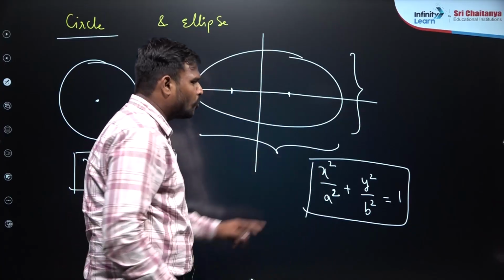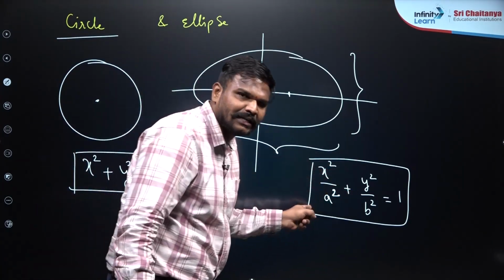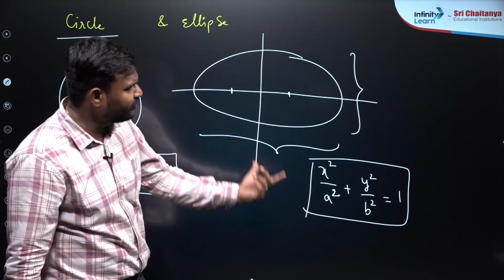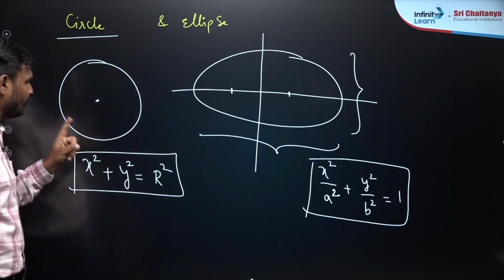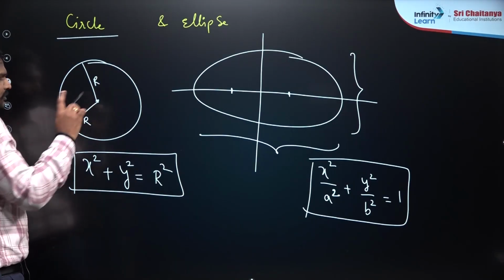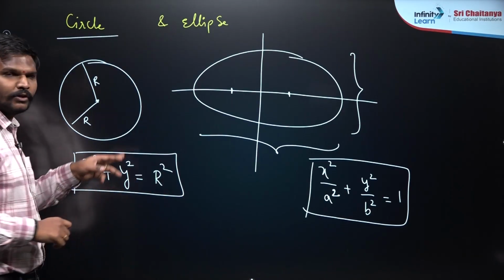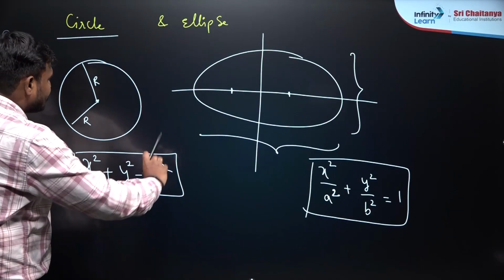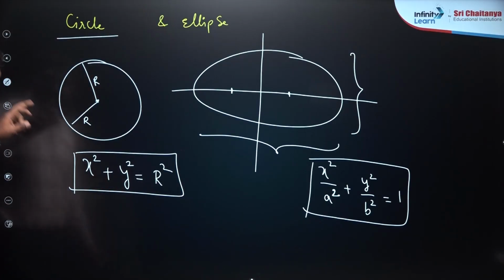If both the powers are 2 or squares and two constants are there, horizontal and vertical, two different constants are there, then the shape would be called ellipse. And only one constant is there. Anywhere you see the radius of the circle is only one. X square plus y square is equal to 8, or x square plus y square is equal to 12. Like that, any one constant is there, then it is called a circle. Okay.